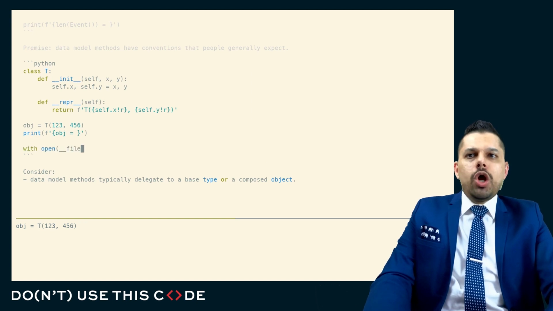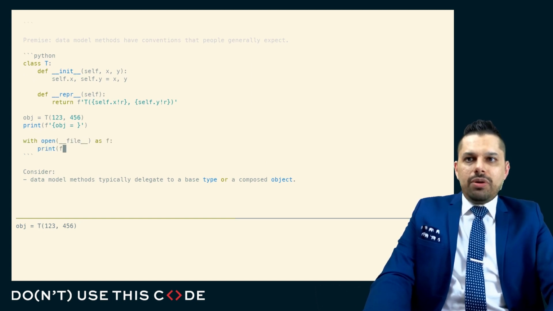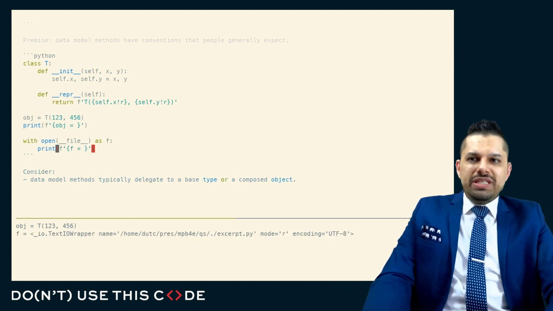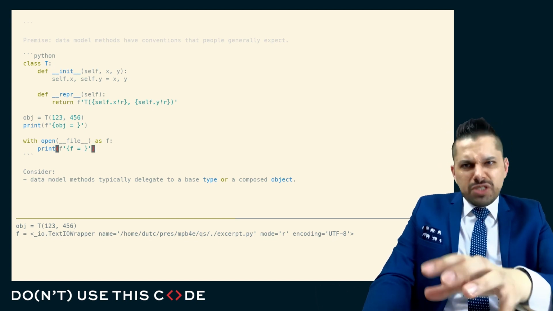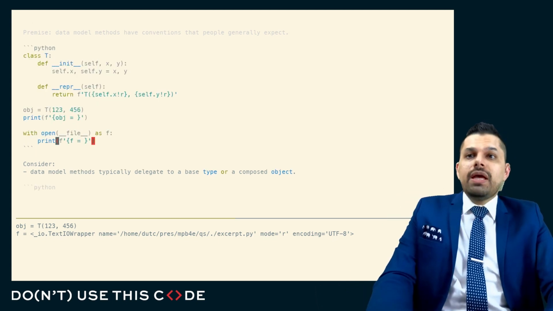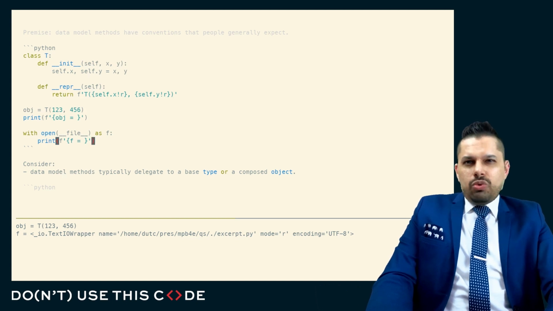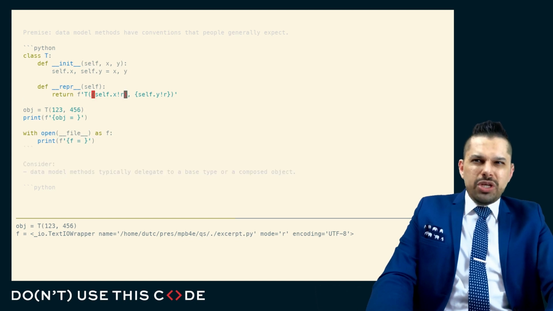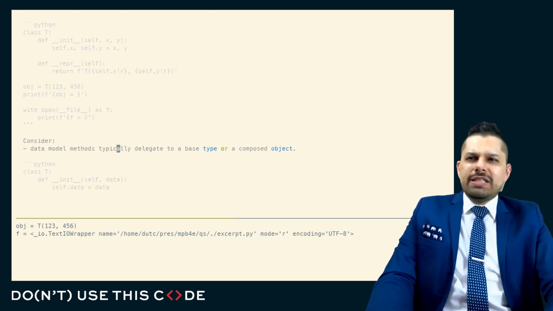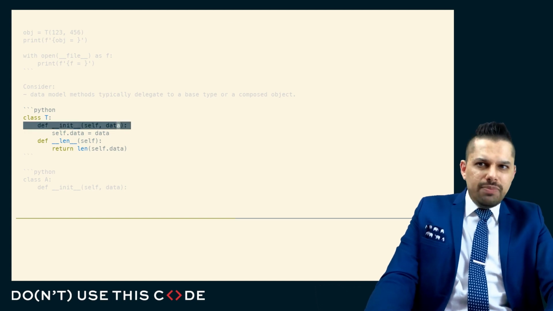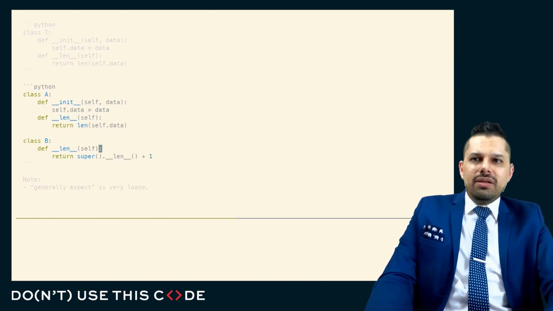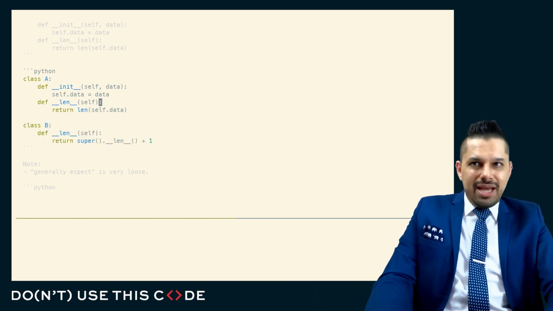So for example, when we try and open a file and we look at the repr of this file object, we see that it has angle brackets before and after to indicate to us, oh no, you can't actually reconstruct this thing. So we have those conventions. Consider, however, that when we implement these data model methods, we're oftentimes also delegating this behavior to a base type or a composed object. And so it kind of makes sense that we write this repr in this fashion, calling repr within the repr. It's very often that when we implement len, we implement it in terms of len on some constituent object, or we implement len in terms of len on some base type.